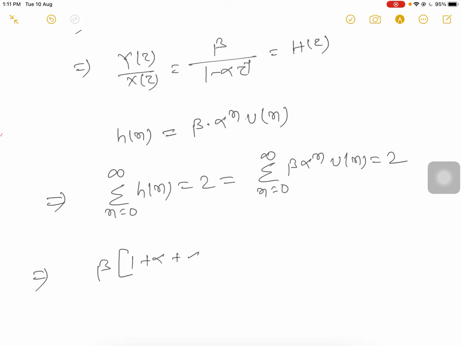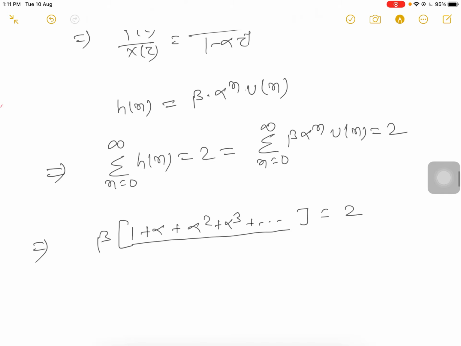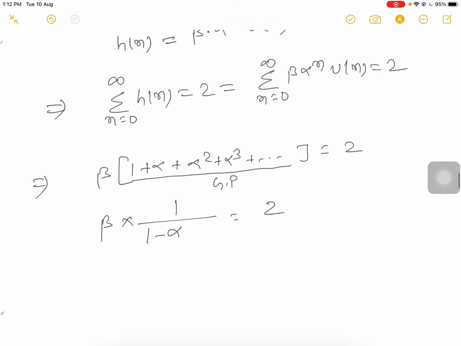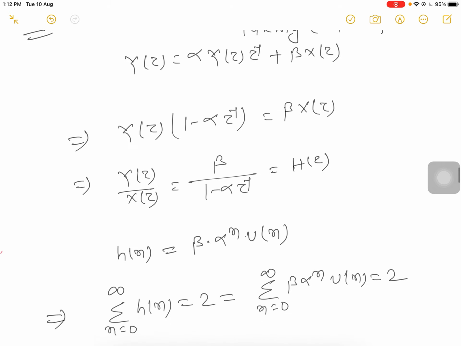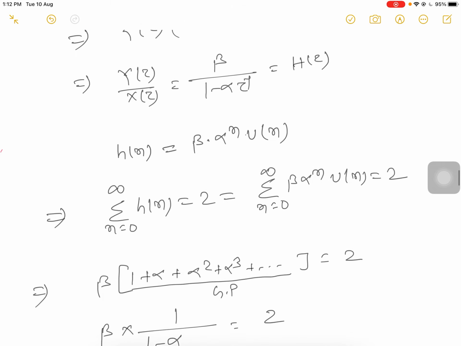Beta common, because n is variable here: 1 plus alpha square plus alpha cube up to alpha infinity. This one is a geometrical progression. The GP summation will be beta common raised to 1, first term 1 minus alpha, equal to 2. Then beta upon 1 minus alpha equals 2, or beta is equal to 2 minus 2 alpha.